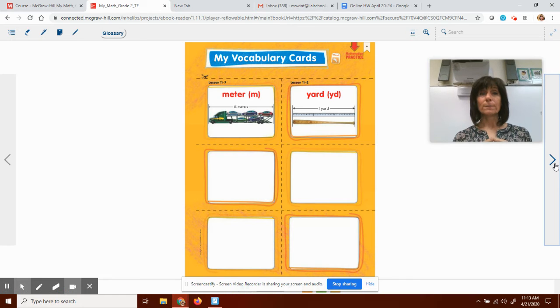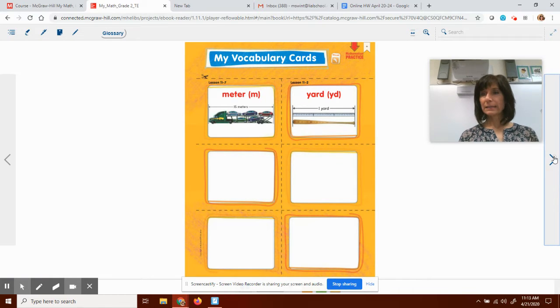We've got meter. Now a yard is customary, and it would be 3 feet. A meter is going to be a little bit longer. It's 100 centimeters. And here's an example of a yard, and this is showing 15 meters.